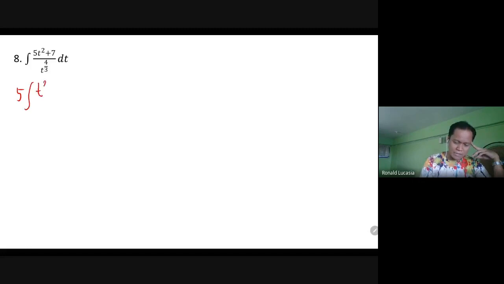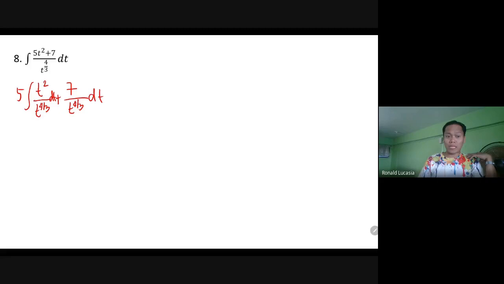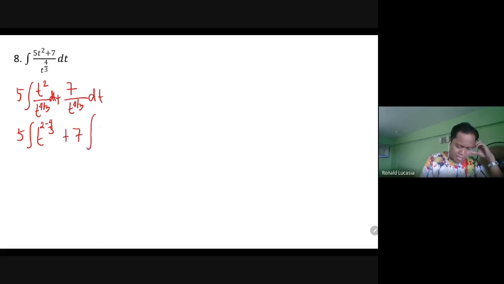So this will be t squared over t 4/3 plus 7 over t 4/3. Nalimutan ko yung dt. Dinistribute ko lang yung t over t raised to the power of 4/3 sa denominator. Huwag kayong malito ha, kasi wala pa tayong ginagawa dyan talaga. Di-distribute lang natin yung t raised to the power of 4/3 sa denominator. This will be 5. Diba, when you divide two algebraic expressions with the same base, you are going to subtract the exponent. So this will be t 2 minus 4/3, this will be plus 7. Labas natin yan. Magiging t raised to the power of negative 4/3 to.